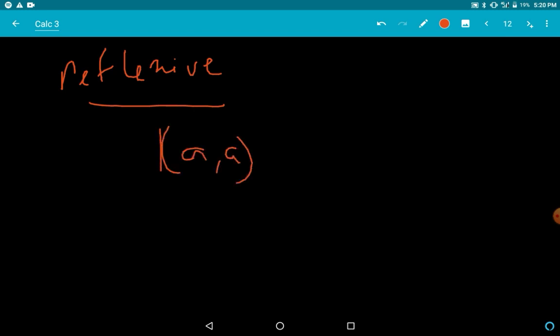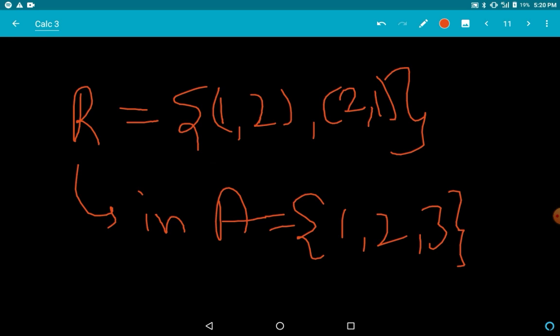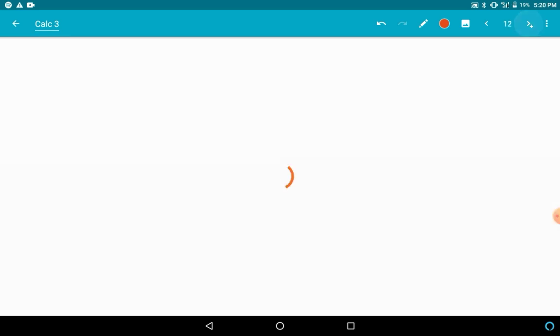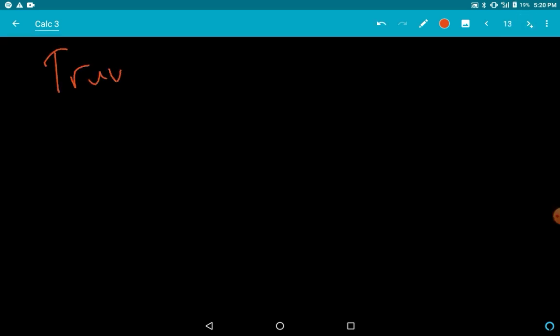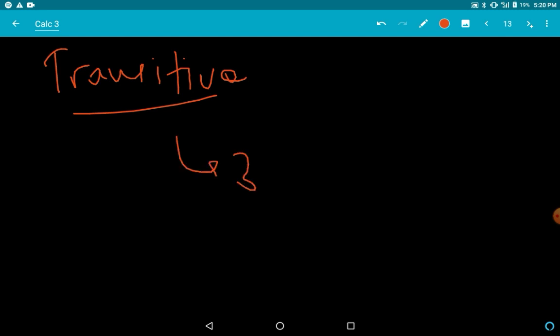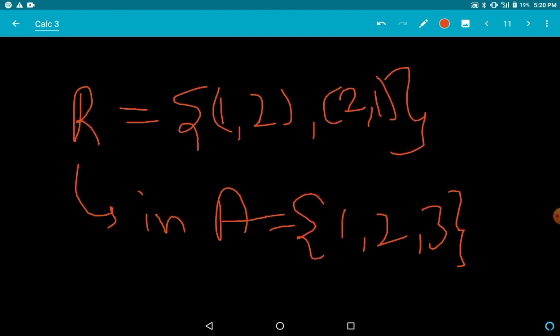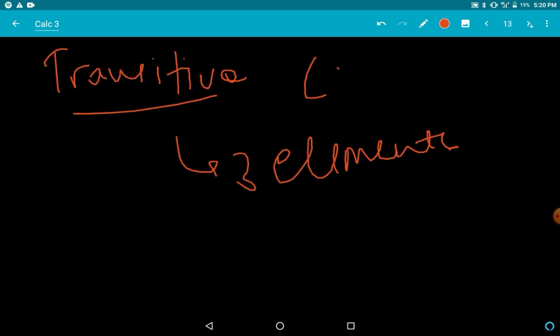So let's talk about reflexive. Does any element (a, a) exist in R? I don't think so. It's not reflexive. Let's talk about transitive. Transitive deals with three elements, clearly you know that, three elements A, B, C. Here in R there are only two elements, so obviously it is not transitive at all.